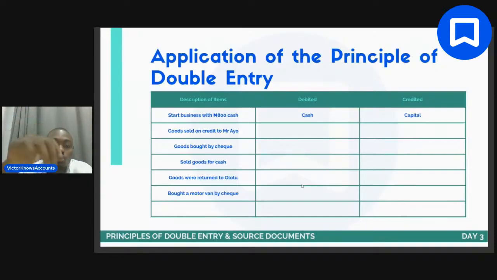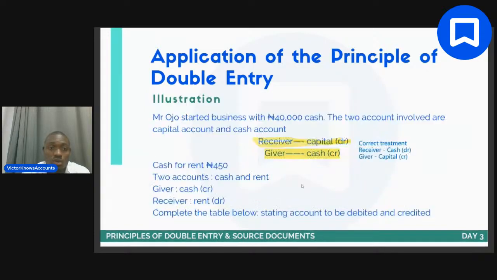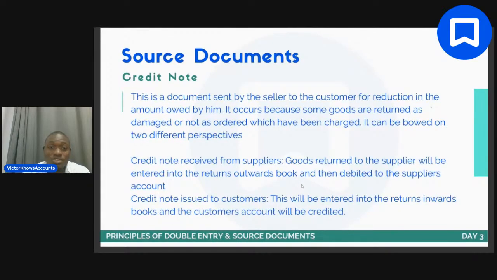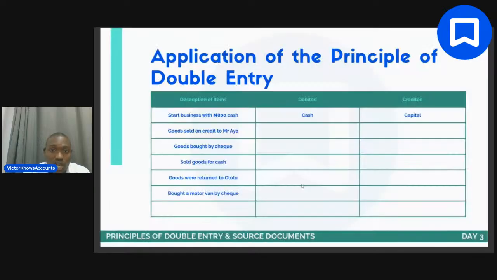Now, goods were returned to Olotu. Who is the giver, who is the receiver? Don't forget we said that when we return goods, this is returns outward. Don't forget when we were discussing credit notes. We said when there is returns outward, you have to debit the supplier's account and credit the returns outward account.